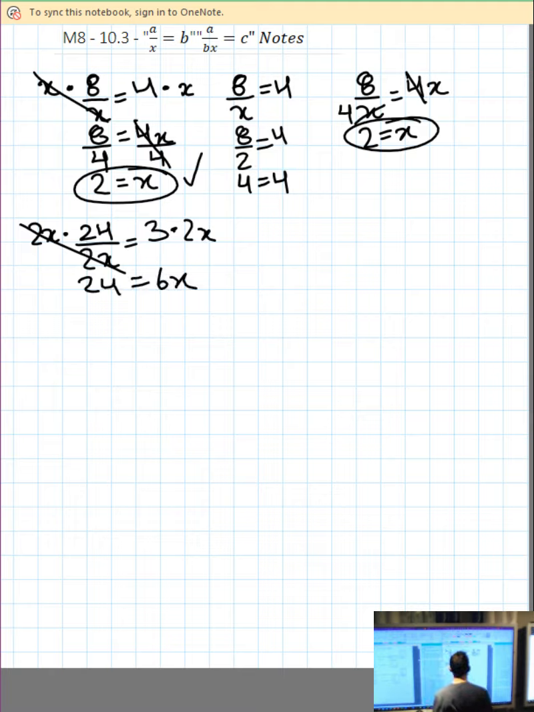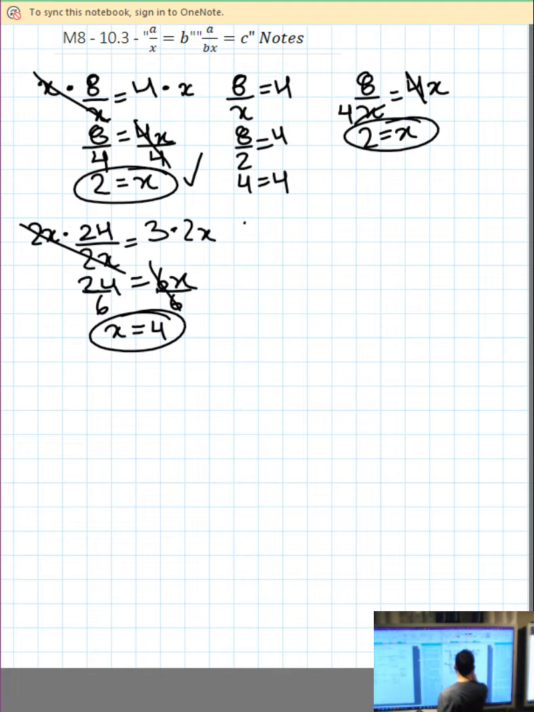Now on the right-hand side, I'm doing 6 times x, and the opposite operation is divide, so I'm simply going to divide both sides by 6. On the right-hand side, 6 over 6 is 1. Cross it off. On the left-hand side, 24 divided by 6 is 4. Watch me mirror the answer.